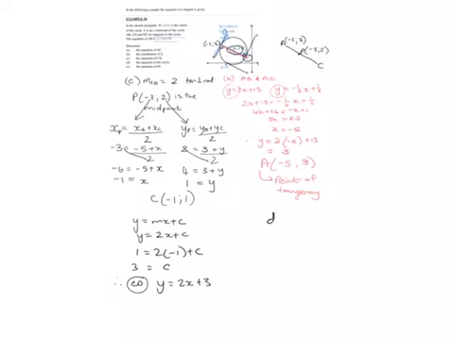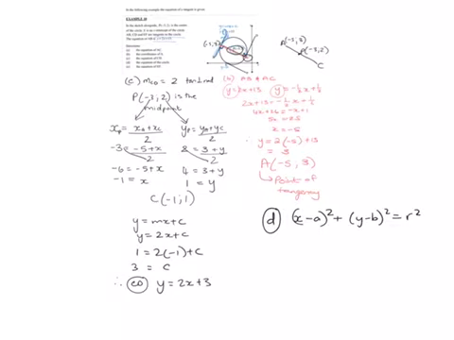Okay, so for the equation of a circle where the center is not the origin, we have to say (x minus your a value) all squared plus (y minus your b value) all squared equals your r squared. So your a and your b is your center point. Your radius is squared in this case.